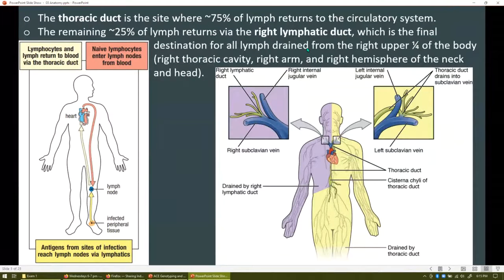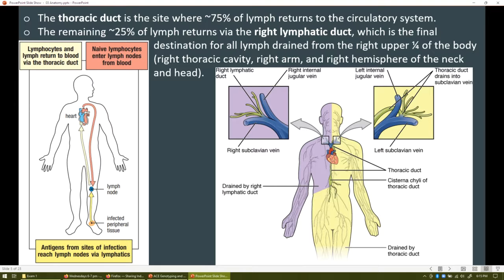So the thoracic duct is the site where about 75% of lymph returns to the circulatory system. So everything in yellow on this person here, any lymph from any of those yellow areas is going to be dumped into the left subclavian vein through this central thoracic duct. And so this ensures that there's only one way for pathogens to possibly make their way into circulation after being introduced into tissues. They're going to have to pass through probably at least one lymph node, if not more than one, before they can ever reach the circulation.